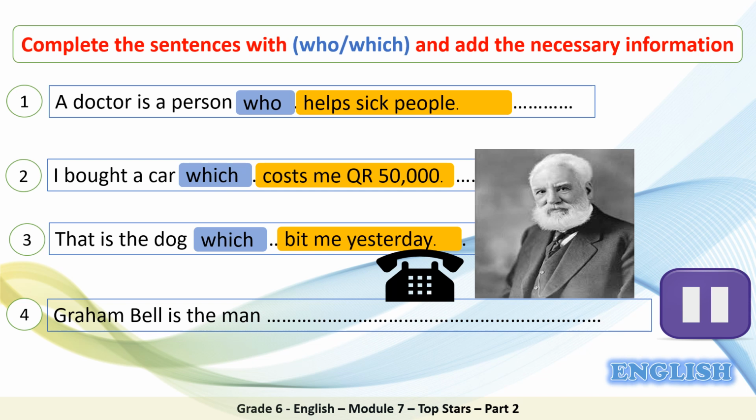Number 4, Graham Bell is the man. He's a famous inventor. Yes, so we talk about someone, a person. So the correct relative pronoun is who, and what did he do? Can you think of something he invented? Excellent. Who invented the telephone? Well done, everyone. Good job.